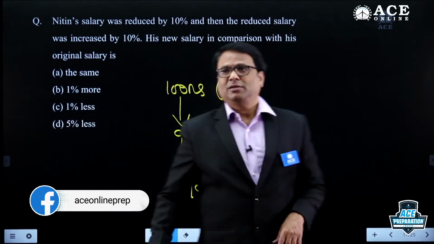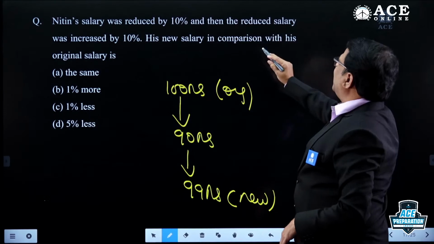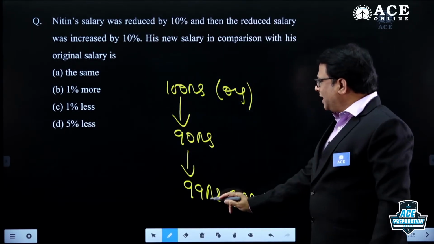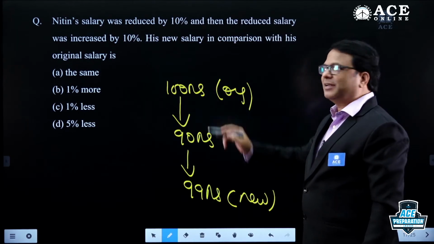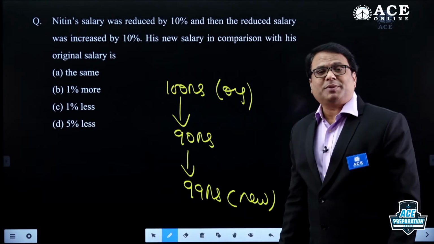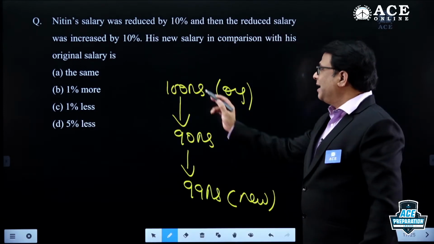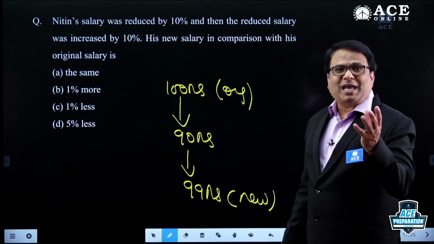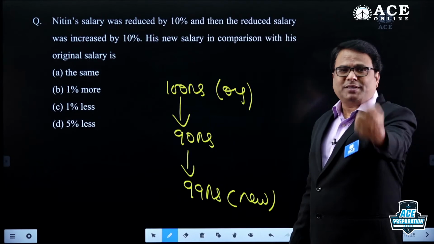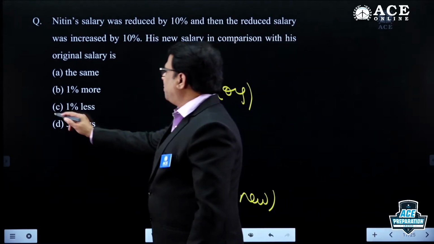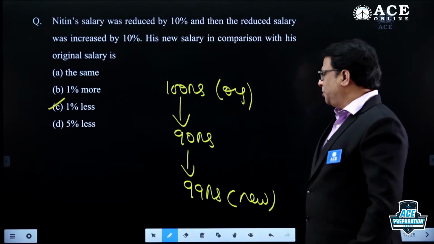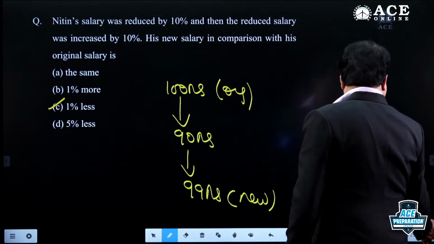And what is the question? His new salary in comparison with original salary is. So his new salary when compared to original salary is more or less? It's clearly less. And less by what percent? 1%. This is 99 and this is 100. So new salary when compared to original is less by 1%. So the answer is 1% less. Okay? Right. Now let us go for the next question.